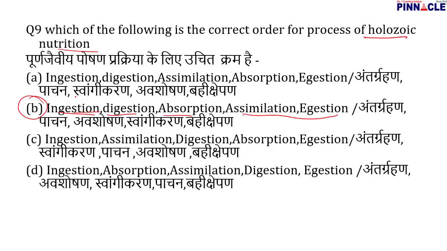And the last step is egestion, and egestion refers to the removal of undigested food. So the food which is not digested in the entire process is removed from the body of the organism, and that step is said to be egestion. So these are the 5 steps which are involved in holozoic nutrition, and for question number 9, B is the correct option.